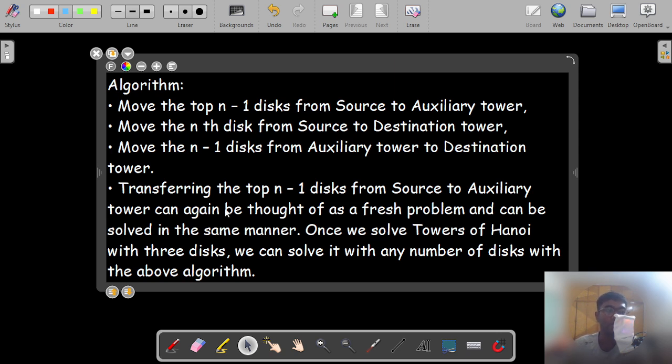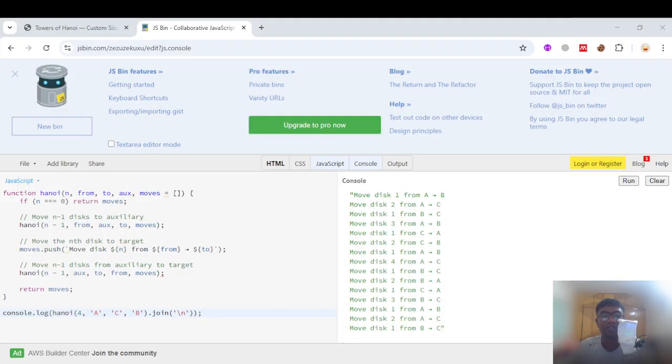These are the steps that we need to perform, and I will go back to the JS Bin where we have the algorithm written. As you can see, we have n minus 1 disks to move to the auxiliary rod, and similarly we are console logging and also moving them, and also we have n minus 1 disks from the auxiliary to the target rod, right? So yeah, this is a pretty interesting problem, but I want you to think, or wrap your brain around how we solve this problem.